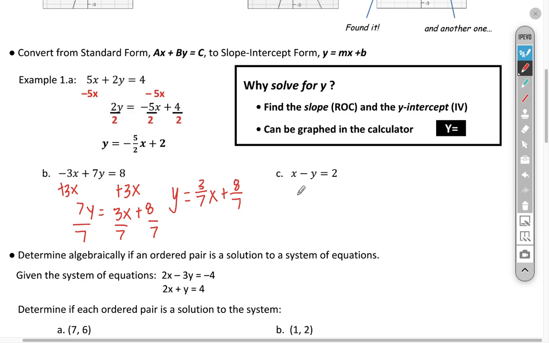Now let's solve c for y. We start by subtracting x from both sides. We're left with negative y equals negative x plus 2. Although this y is the only part over here, the negative is preventing it from being finished, so we need to get rid of that negative by dividing by negative 1. Then we get y equals x minus 2. That was a plus, it's kind of hard to tell. When we divide by that negative 1, it flips the sign of everything else.